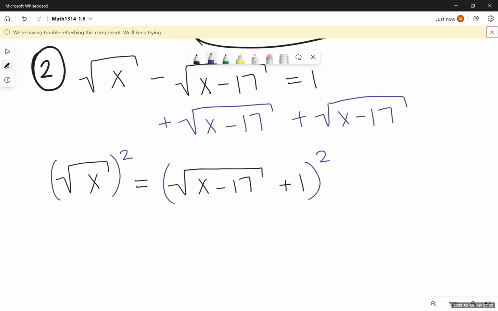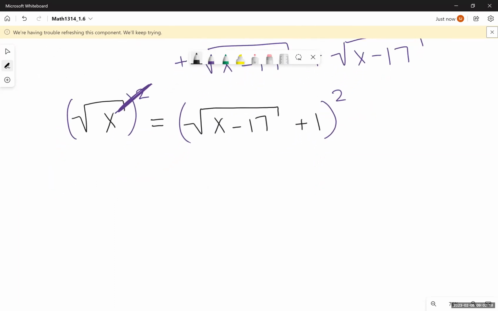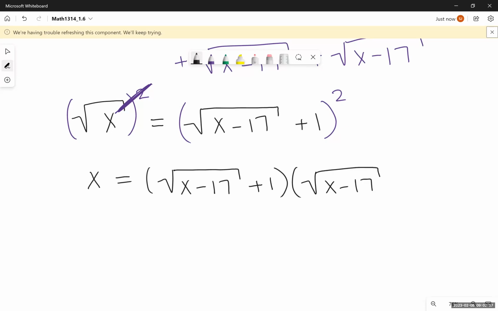Left-hand side, this goes away because we just used a rule. Right-hand side, it does not go away, because it's 2 different terms inside of that parenthesis. So whenever I do this, let me go ahead and rewrite it, copying that binomial. Here I have x is equal to open square root of x minus 17 plus 1 close, open square root of x minus 17 plus 1 close. Okay, left-hand side is just x equals, let's FOIL.